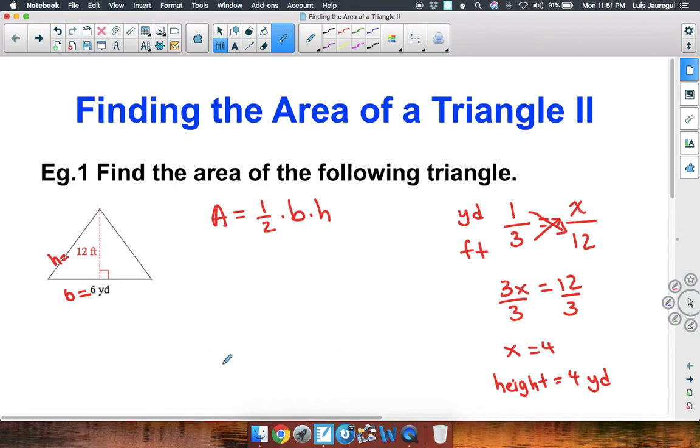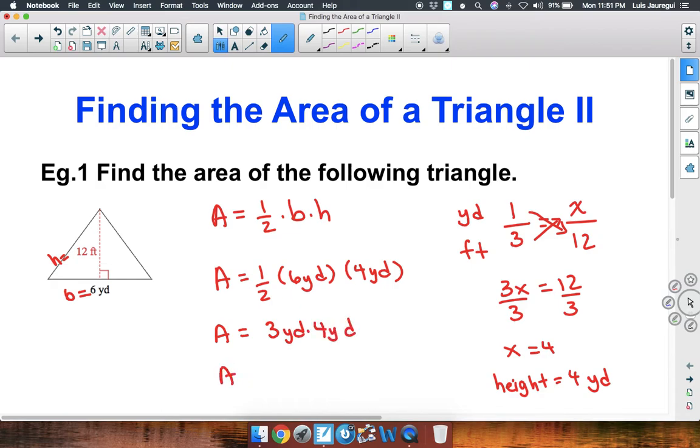Okay, now since we have the same type of units, we can substitute the values into our formula. So we can say area is equal to 1/2 times the base, which is 6 yards, times the height, which is 4 yards. Now let's go ahead and multiply. Half of 6 is 3, so we have 3 yards times 4 yards.